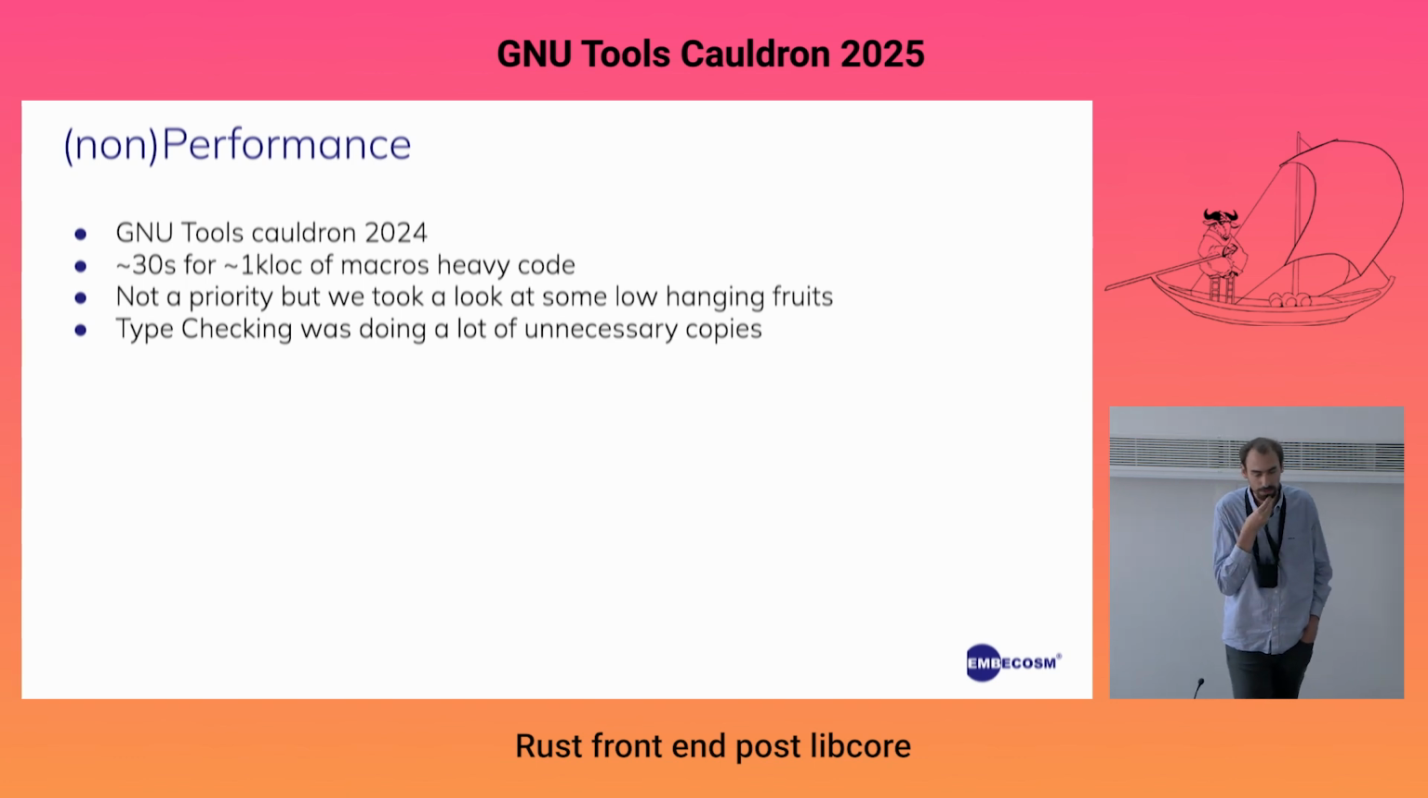And we found some problems in the type checking. The type checking was doing a lot of unnecessary copies. We're talking about some combinatorial explosion. So basically, some types were copied over and over. Let's say for 5 lines of code, you would get like 65,000 copies of the same types. And yeah, obviously that was slow. And now we are doing a lot better.